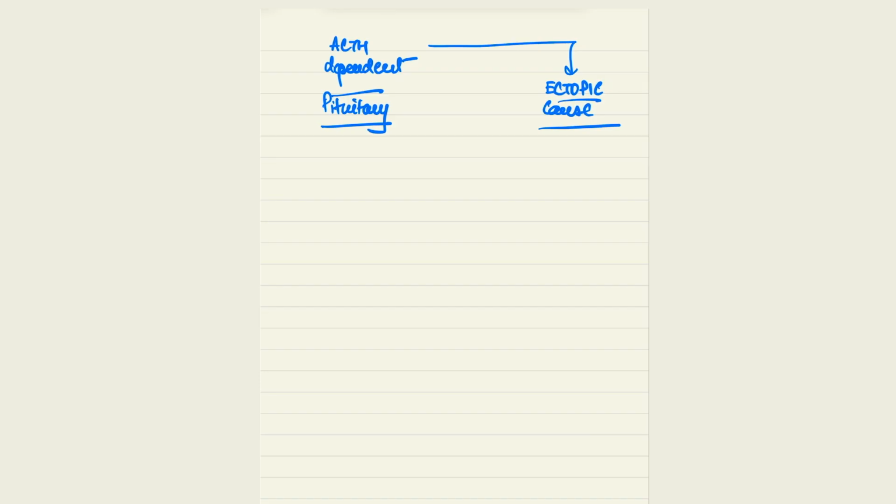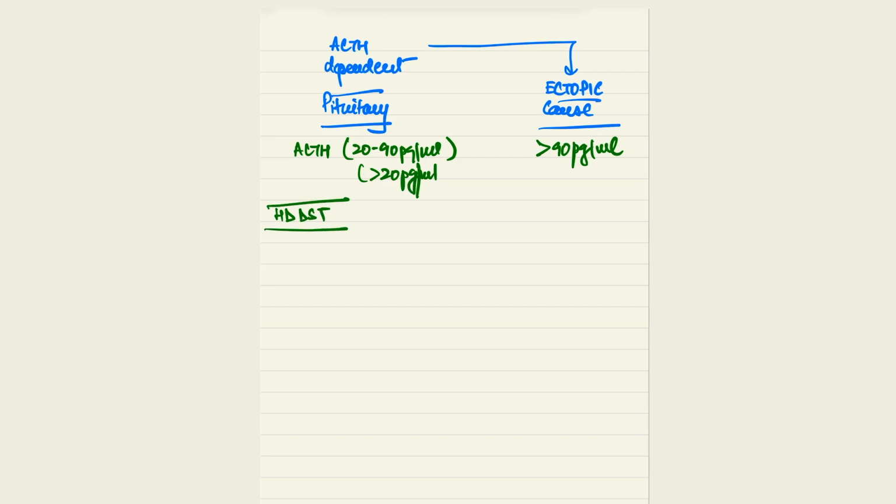One of the tests between ACTH dependent pituitary and ectopic cause. So first thing was that ACTH is going to be between 20 to 90 picogram per ml or more than 20 picogram per ml. Here it is going to be very high, 90 picogram per ml. So we are going to go for a high dose DEXA suppression test.